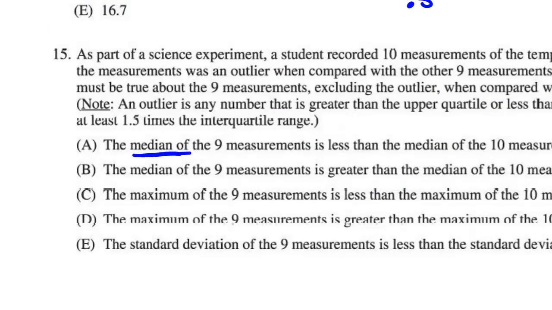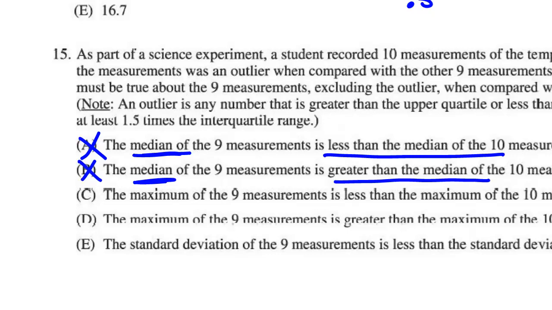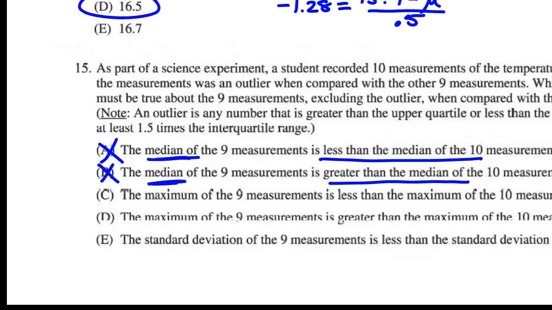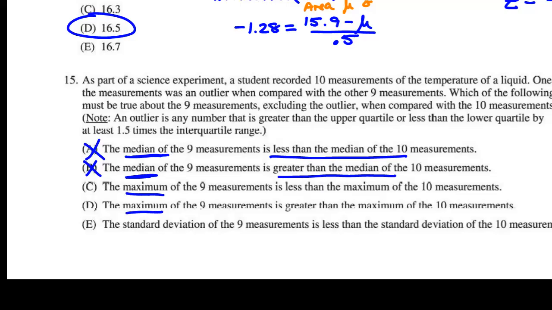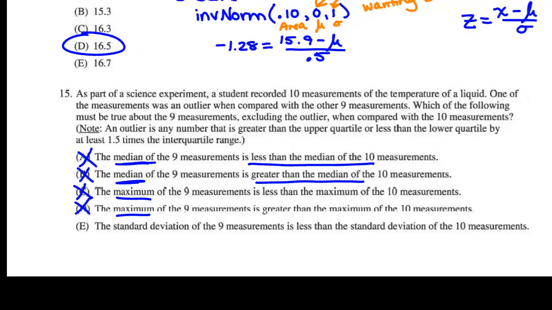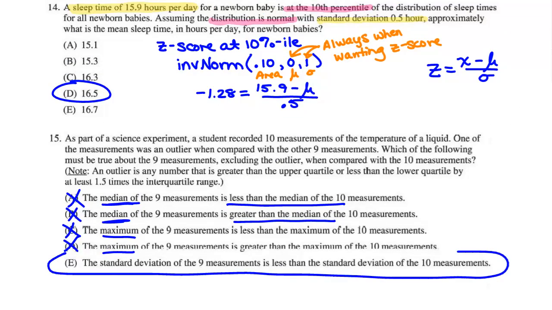So could we say that the median for the 9 is less than the median for the 10? No. If it had a low outlier, we could say that, but we don't know it's a low outlier. Can we say that the median is greater? Again, if it was a high outlier, sure, but I don't know that it was a high outlier. I don't know about the maximums either, because again, I don't know where this outlier is falling. But the standard deviation, the variability, is going to be greater if there's an outlier than if there's not an outlier.